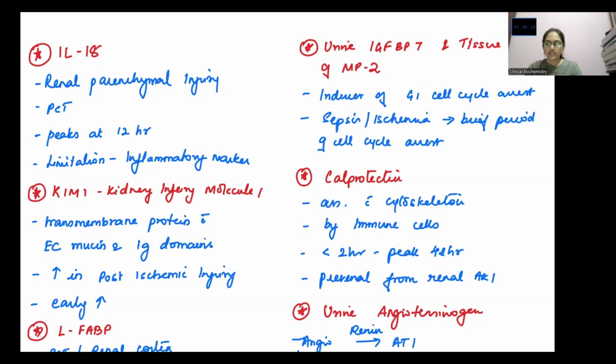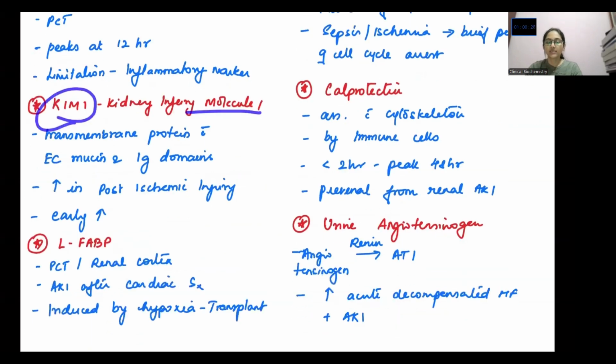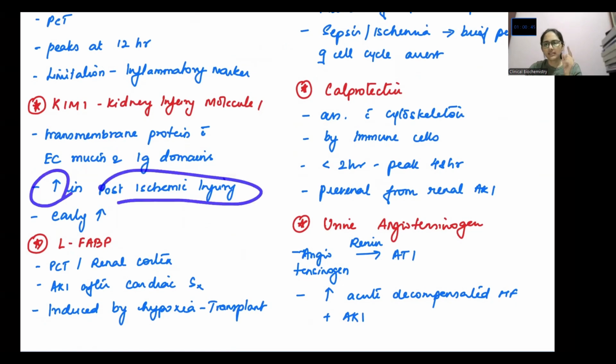Another marker is kidney injury molecule 1, that is the KIM1 protein. It's a transmembrane protein associated with extracellular mucin and immunoglobulin domains. So this is the structure of this KIM molecule, and it increases post ischemic injury, and it also shows early elevation.